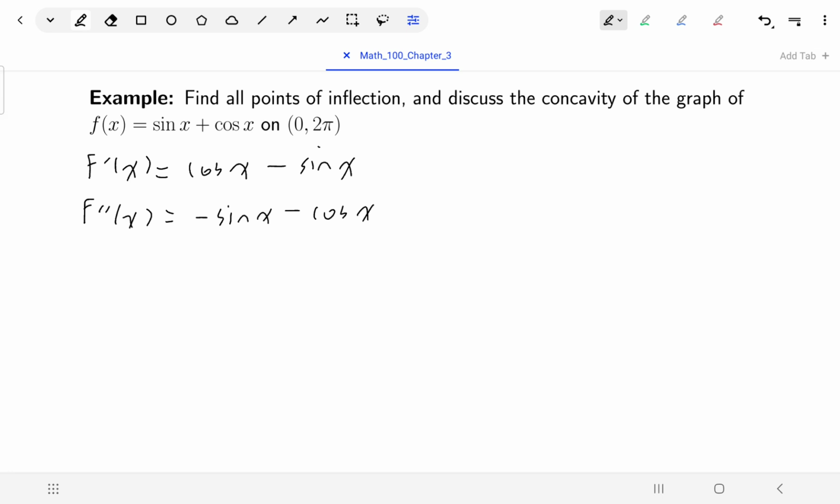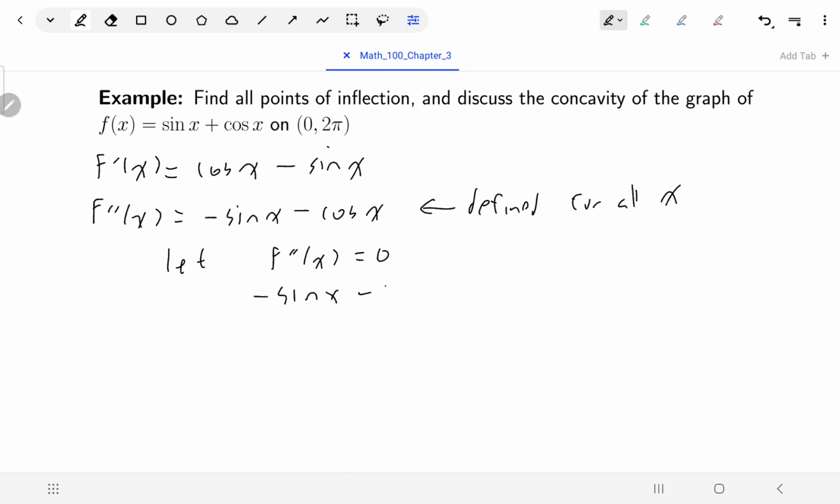We're ready to start thinking about finding possible places where we could have our change in concavity. And if you had a point of inflection, then your second derivative would have to either be 0 or be undefined. This is defined everywhere. So I have no places where f double prime doesn't exist, so I guess I need to find out where is it equal to 0. So I have where minus sine x minus cos x equals 0.